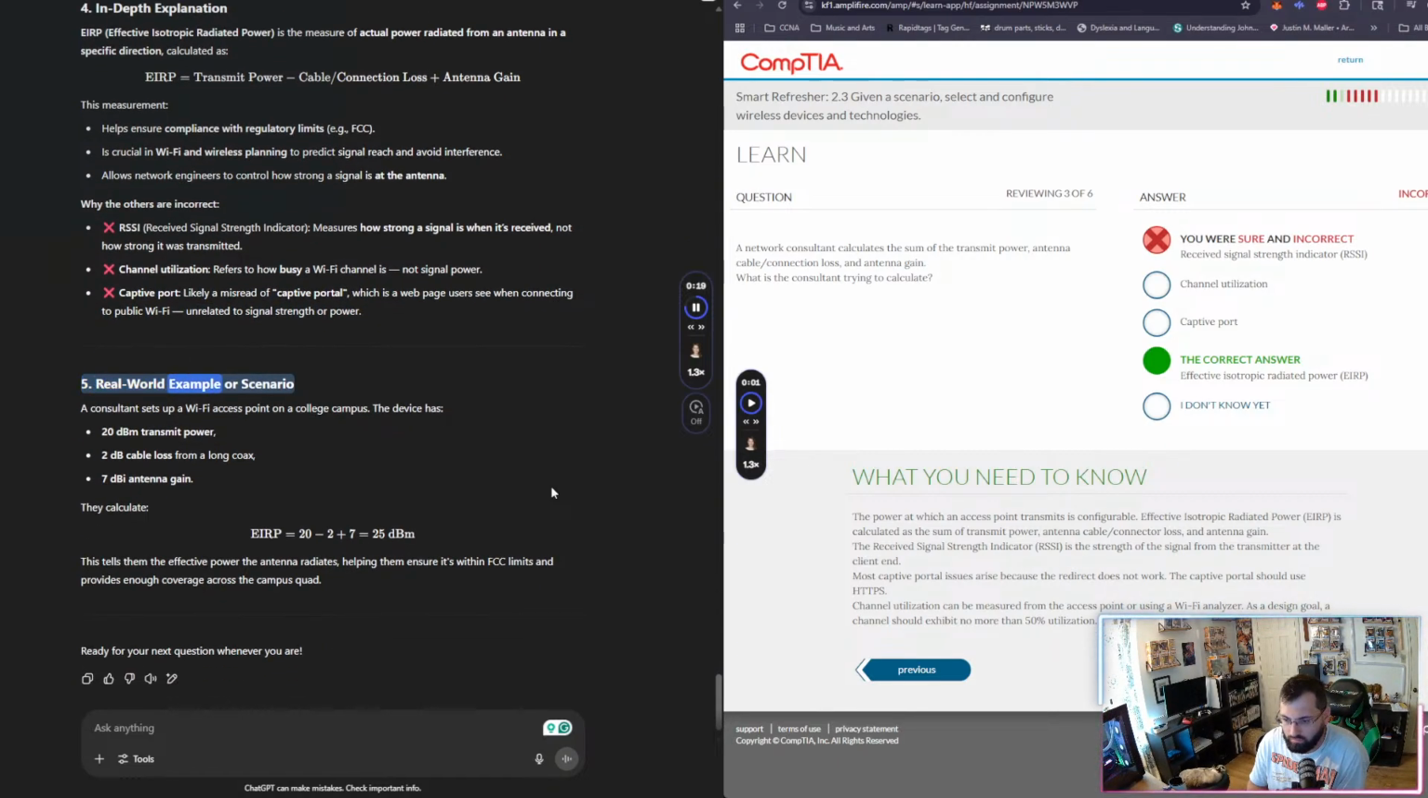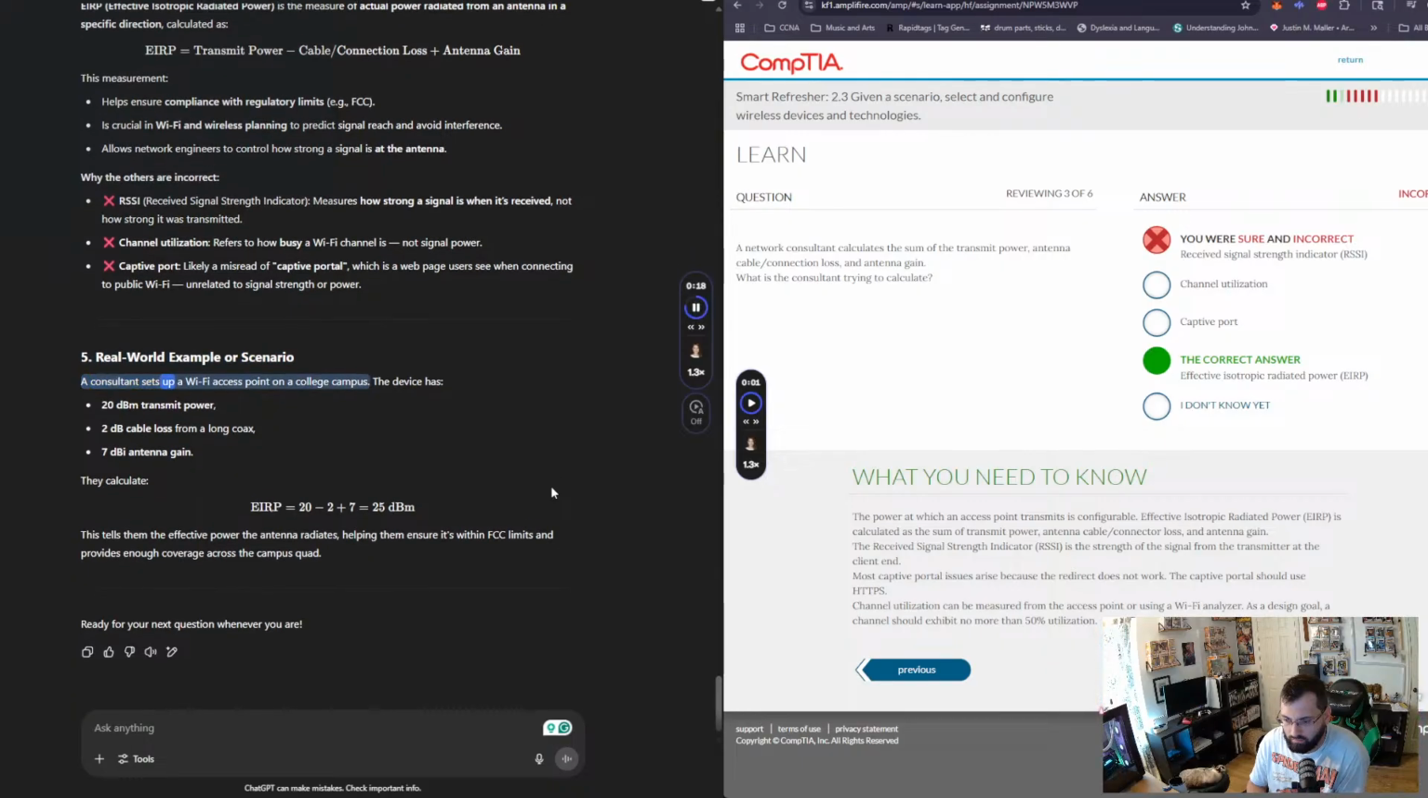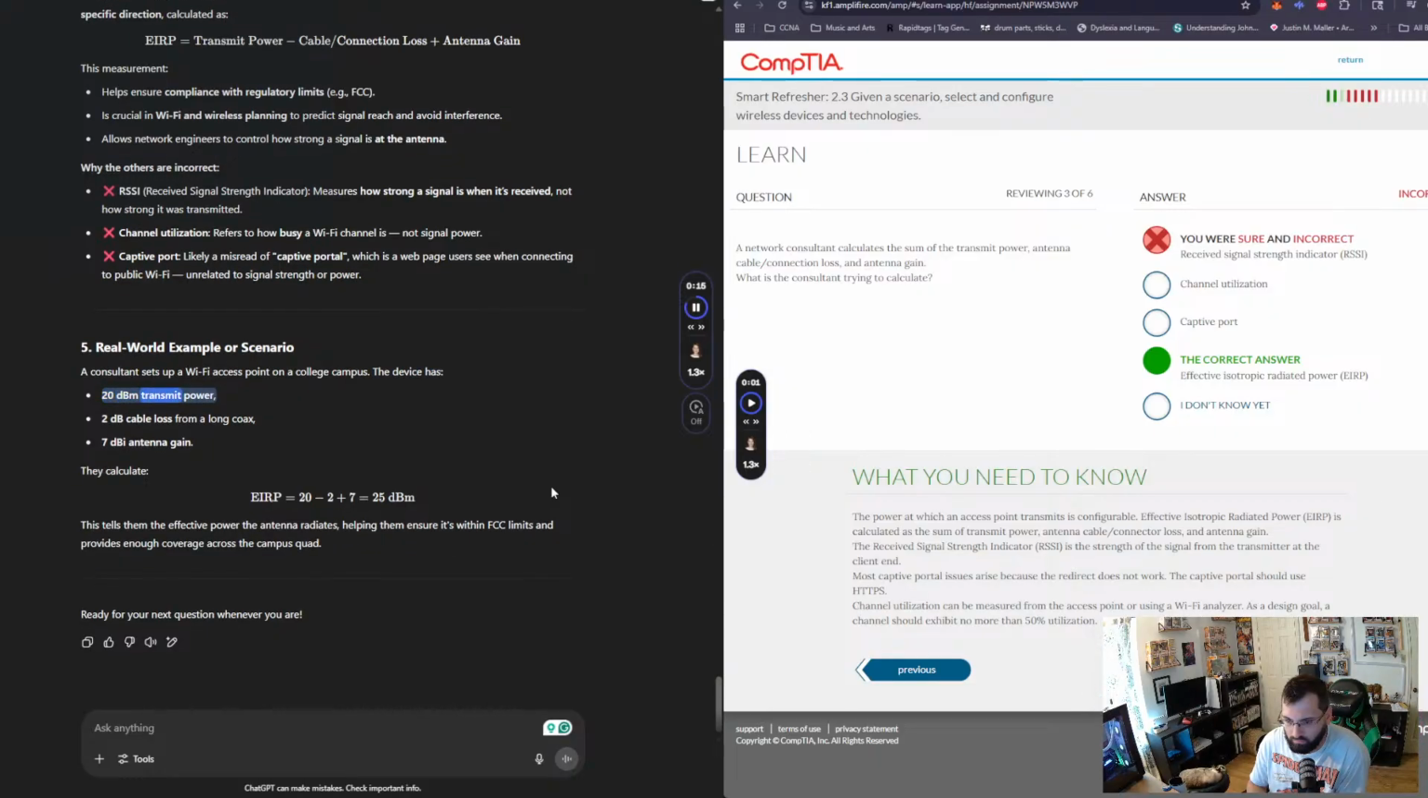5. Real-world example or scenario. A consultant sets up a Wi-Fi access point on a college campus. The device has 20 dBm transmit power, 2 dB cable loss from a long coax, and 7 dBi antenna gain. They calculate EIRP equals 20 minus 2 plus 7, which equals 25 dBm. This tells them the effective power the antenna radiates, helping them ensure it's within FCC limits and provides enough coverage across the campus quad. Ready for your next question whenever you are.